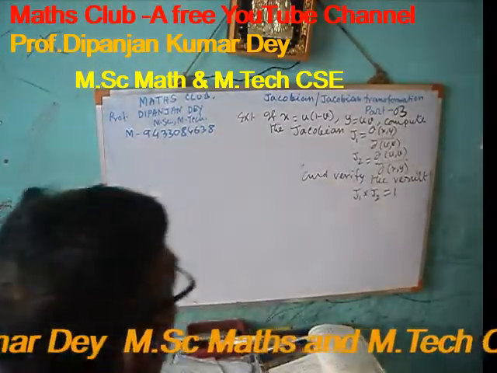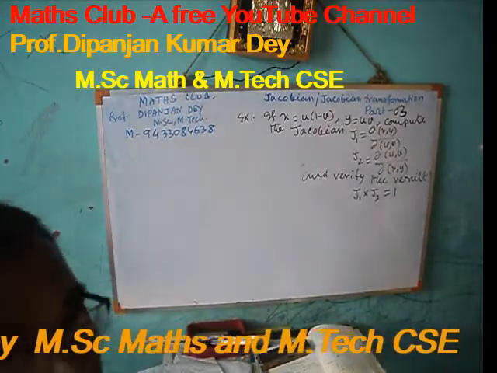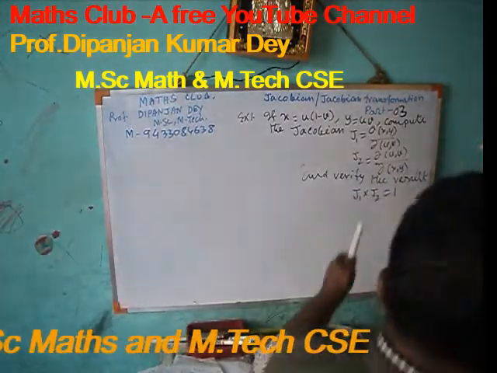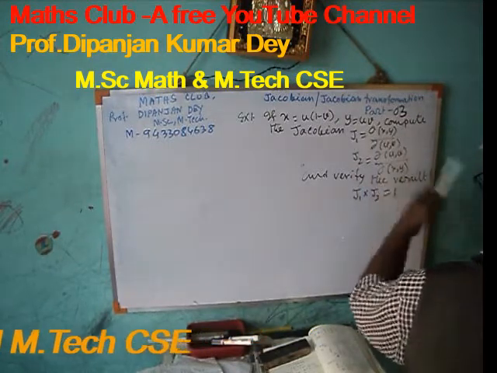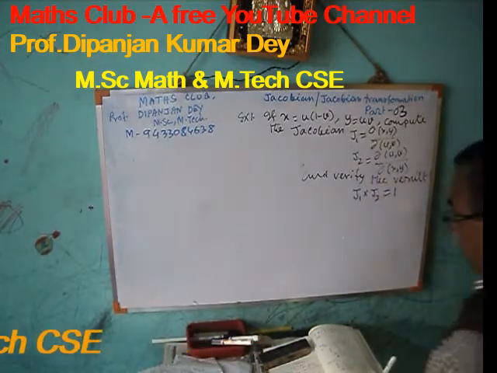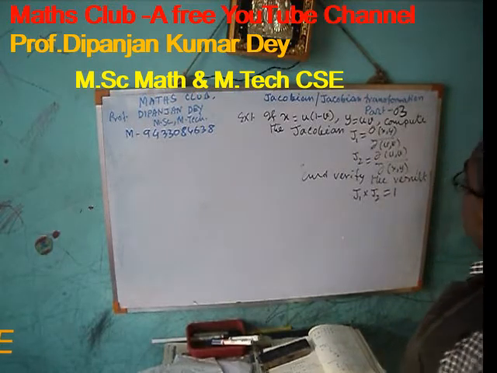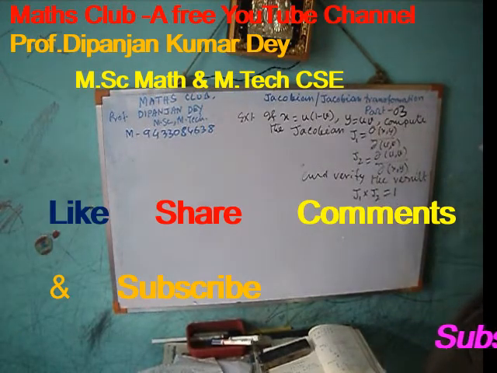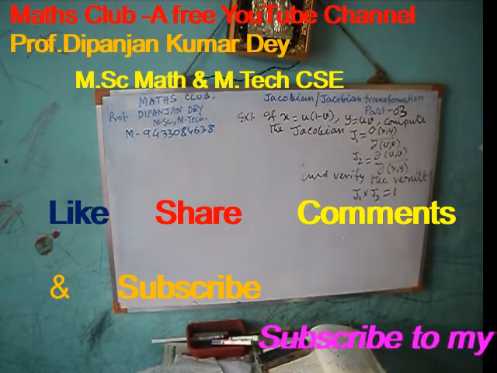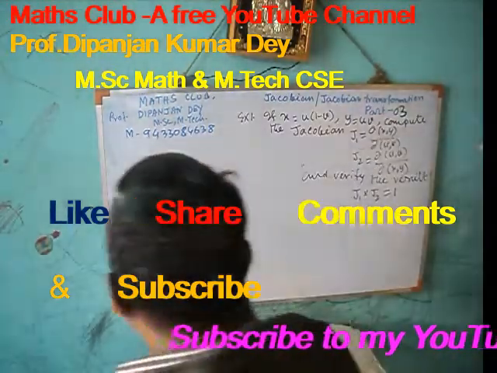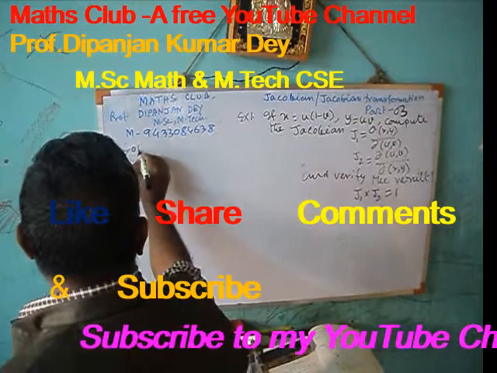Okay, so there are three parts in this sum. J1 you have to find, J2 you have to find, then you have to prove that J1 into J2 is equal to 1. Okay, so now the solution for J1.